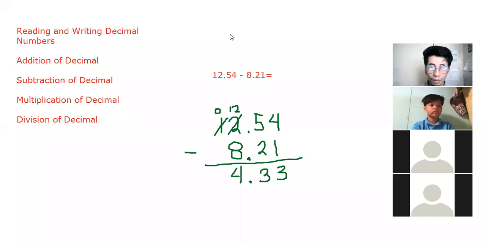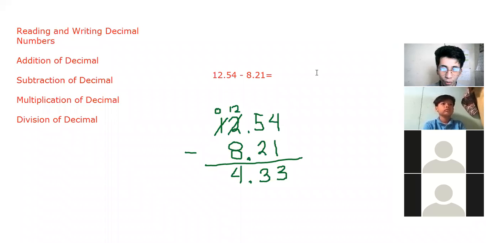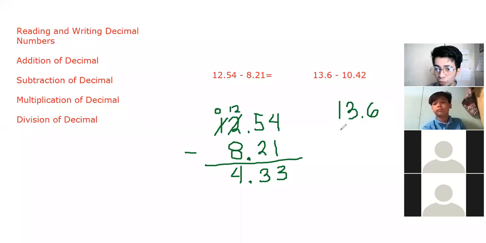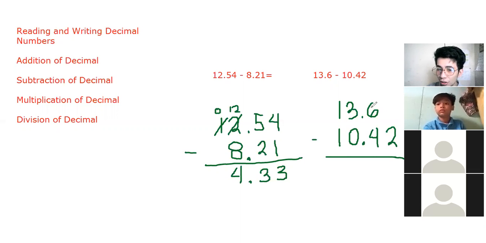Okay? So, let's have another example. For example, we have here 13.6 minus 10.42. Sulat muna natin si 13.6. Then, sulat natin si 10.42. Kailangan magkatapat pa rin yung decimal point. Ngayon, lahat ng empty spaces, lalagyan natin ng 0. Diba, katapat ng 6, si 2 wala siyang katapat. So, lagyan natin ng 0 yung katapat ni 2.